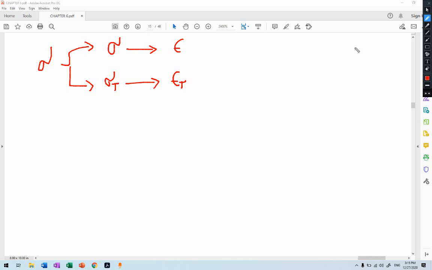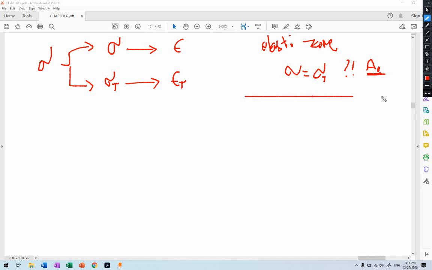And if you remember, we said in the elastic zone, sigma is equal to sigma true. And why? Because we said that A0, the area, remains A0. The area is not going to change, because in the elastic zone, the material deforms, but it is always reversible. So the area is not going to deform permanently.